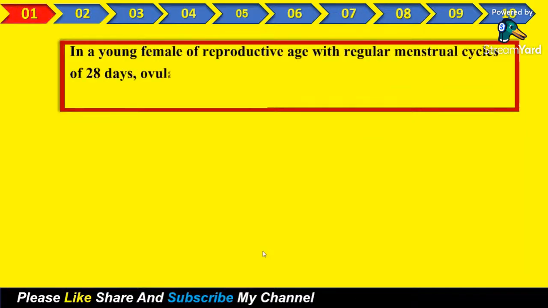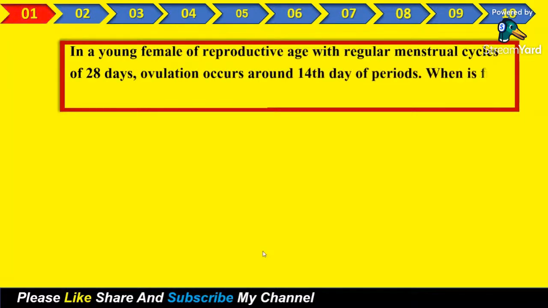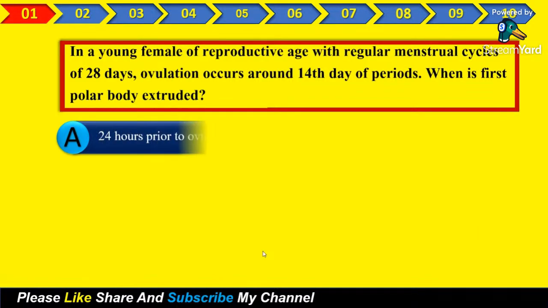In a young female of reproductive age with regular menstrual cycles of 28 days, ovulation occurs around the 14th day of periods. When is the first polar body extruded? Young female, reproductive age, regular menstrual cycle, ovulation occurs on the 14th day. When is the first polar body extruded? Let us look at the options.